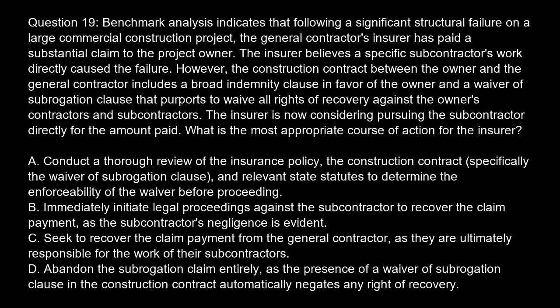Option A. Conduct a thorough review of the insurance policy, the construction contract, specifically the waiver of subrogation clause, and relevant state statutes to determine the enforceability of the waiver before proceeding. Option B. Immediately initiate legal proceedings against the subcontractor to recover the claim payment, as the subcontractor's negligence is evident. Option C. Seek to recover the claim payment from the general contractor, as they are ultimately responsible for the work of their subcontractors. Option D. Abandon the subrogation claim entirely, as the presence of a waiver of subrogation clause in the construction contract automatically negates any right of recovery.